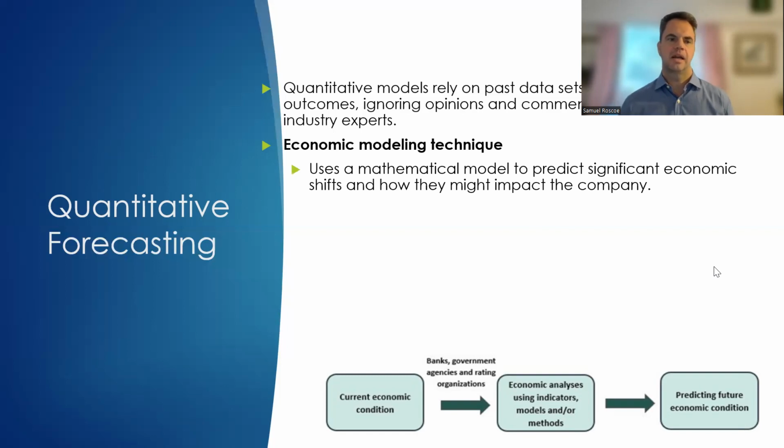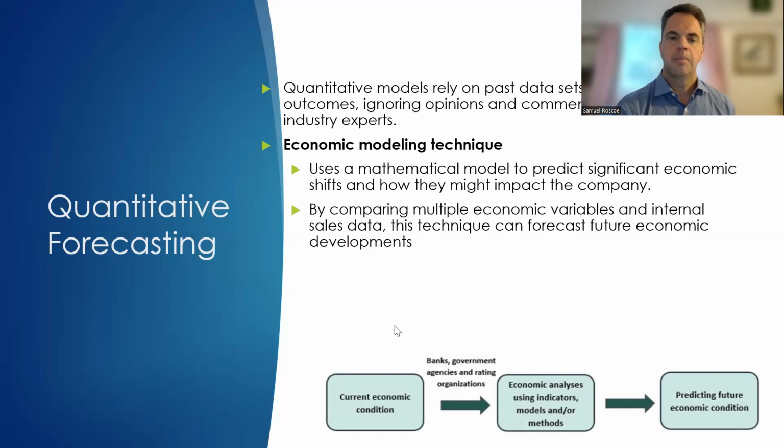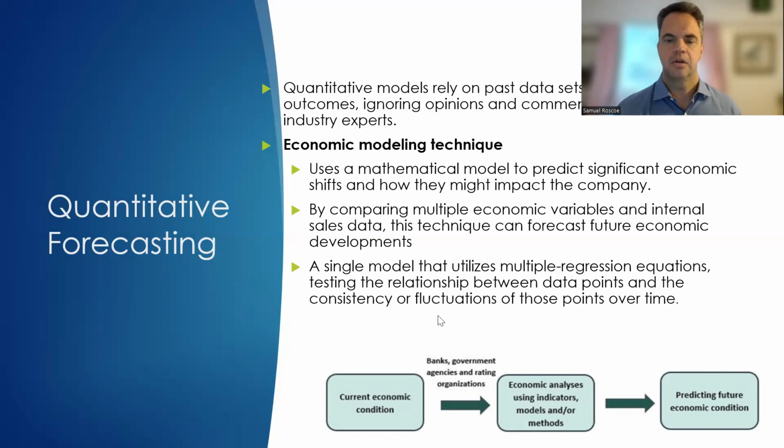As I said, we're heading into a very uncertain time in terms of the global economies, likely looking like a decline in overall GDP growth across a lot of economies, and that would be built into businesses' forecasts. So by comparing these multiple economic variables and internal sales data, this technique can forecast future economic developments, and then it becomes quite important in that area. A single model that utilizes multiple regression analysis and equations tests the relationship between data points and the consistency or fluctuations of those points over time.